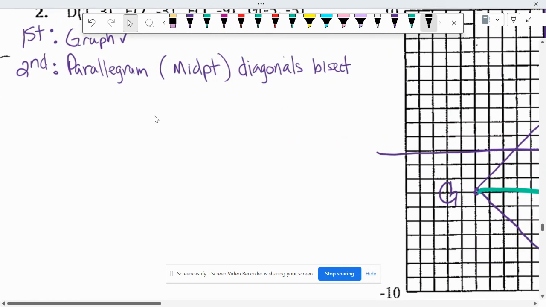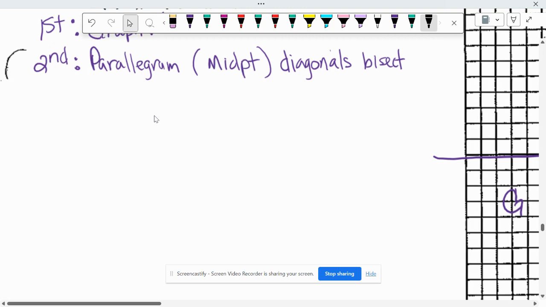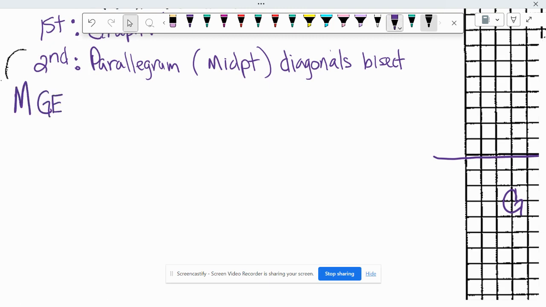So we want to show the midpoints. So I need to find the midpoint of GE and I need to find the midpoint of DF. So I'm going to add the what coordinates together first of G and E. I want to use the midpoint formula. What do I add? Hello, Earth to students. Midpoint. Carter, how do I find the midpoint?